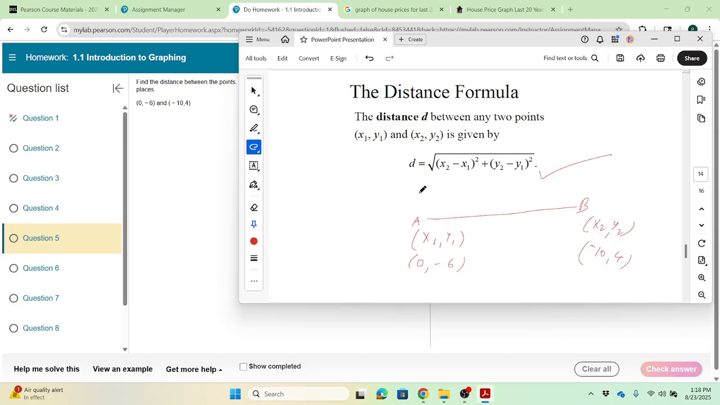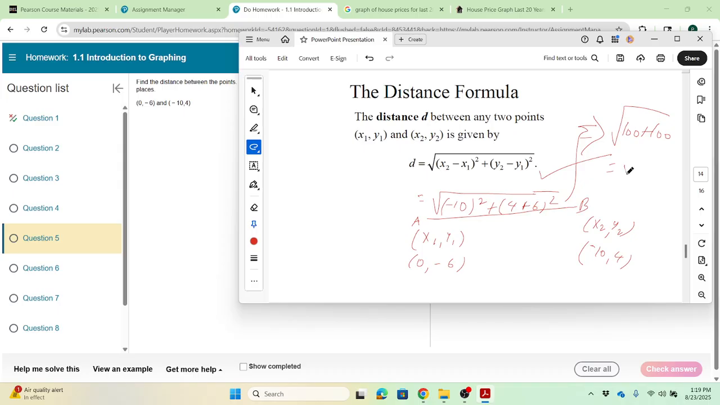I'm going to plug these values back here. x2 means negative 10 minus x1 is 0, so I don't have to do anything there. Square of that. y2 is positive 4, y1 is negative 6, so negative 6 times negative becomes positive 6 squared. So square root of 10 squared, which is 100. Use a calculator if you don't know how to do this. Plus 4 plus 6 is 10, squared is again 100.